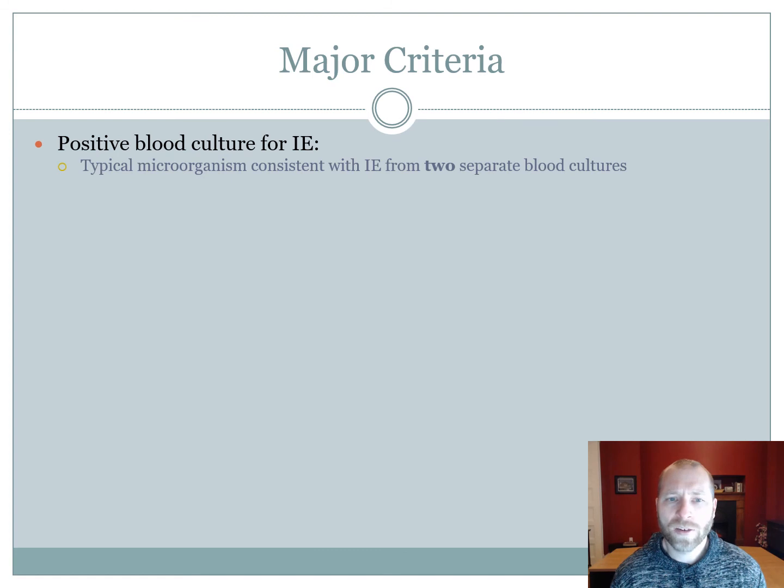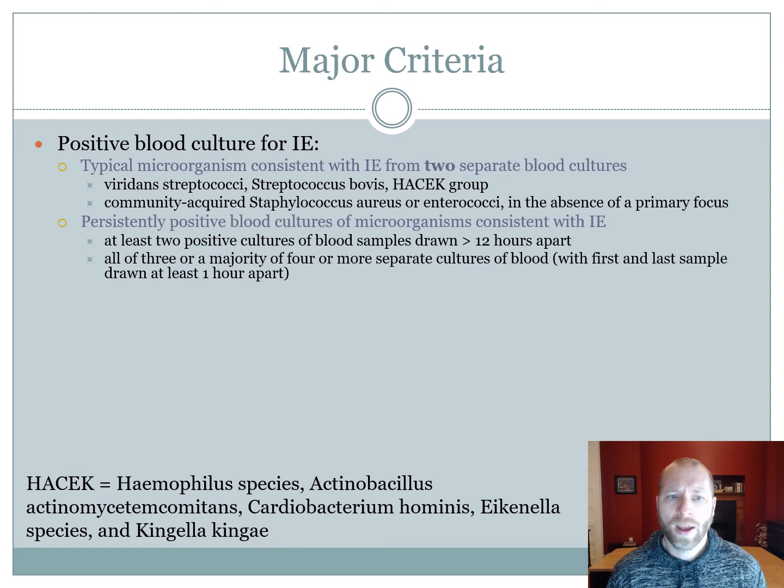You can have a positive blood culture for infective endocarditis, and that would be a typical microorganism consistent with endocarditis from two separate blood cultures. You can have persistently positive blood cultures of microorganisms consistent with endocarditis, and at least two positive blood cultures drawn greater than 12 hours apart, or all of three or a majority of four or more separate cultures of blood, with the first and last sample at least 1 hour apart.